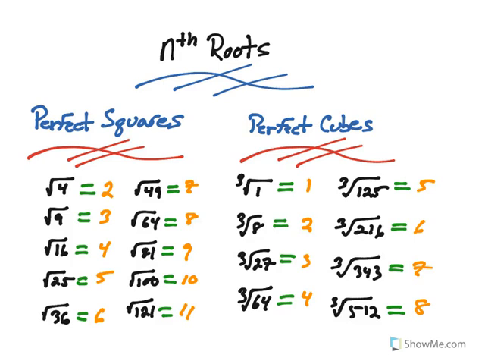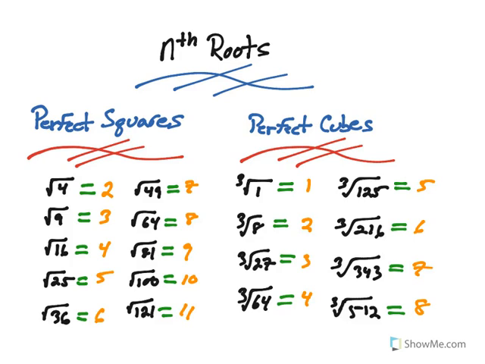So 2, if you multiply 2 by itself, 2 times 2 gives you the product of 4. If you take the square root of that product, you get 2 back. You get that number back. So the square root of 9 is 3, square root of 16 is 4, square root of 25 is 5, etc. The same thing goes for perfect cubes.